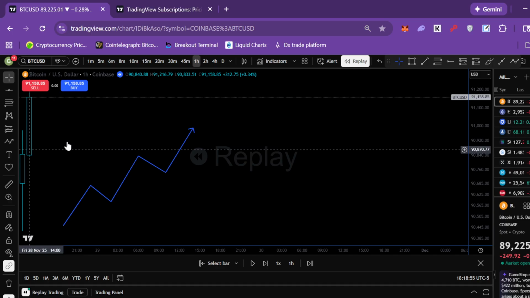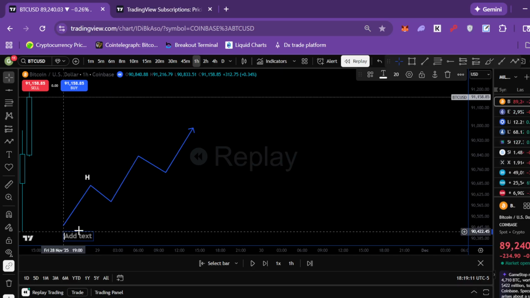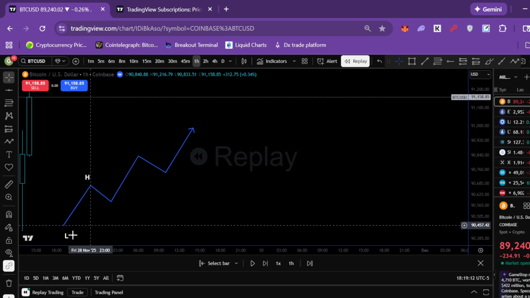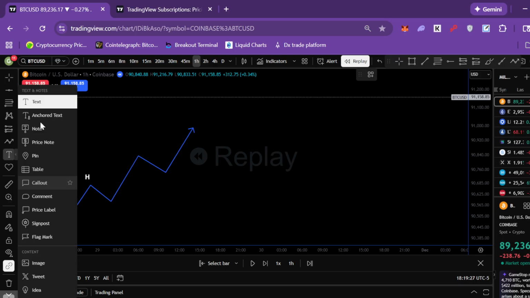So what an uptrend gives you is initially a high, right? And you also have a low down here. All right, so you have a low, you have a high. You then have what is called a higher low, which then leads to a higher high.